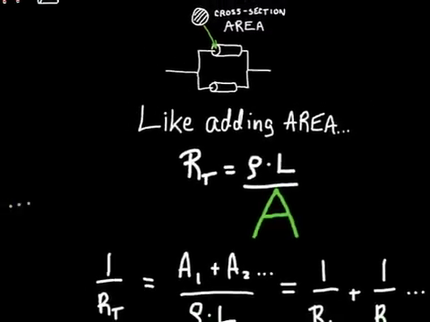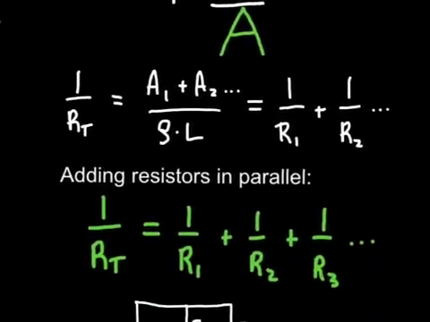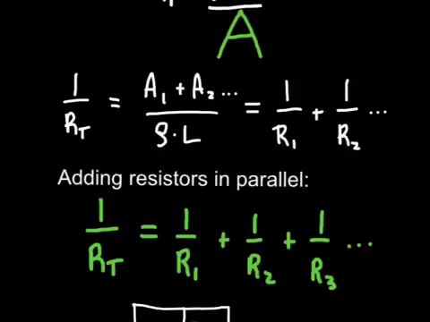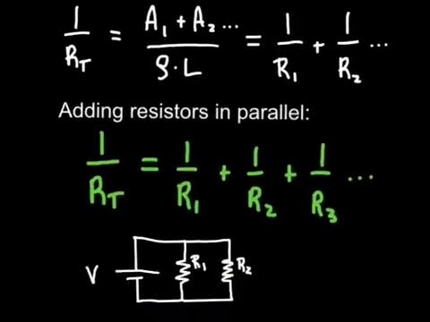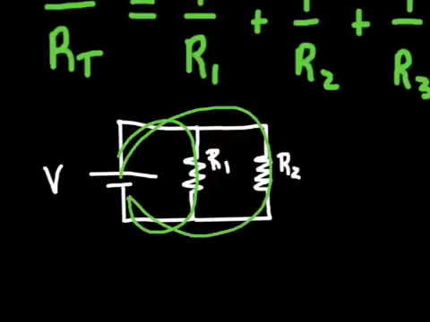In our formula, if we flip it upside down, we get an equation for adding resistors in parallel. 1 over R total is equal to 1 over R1 plus 1 over R2 plus 1 over R3, and however many you have in parallel. Here's an example of what a simple circuit of two resistors in parallel looks like. Notice there are two different paths that an electron could take. It could go through the first resistor, or it could go through the second resistor.